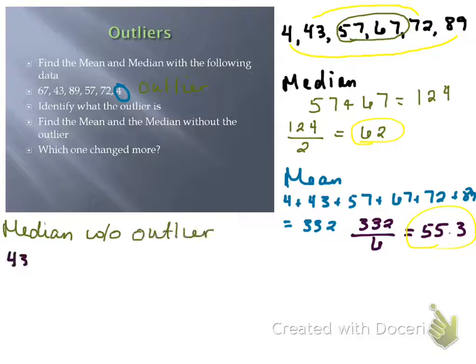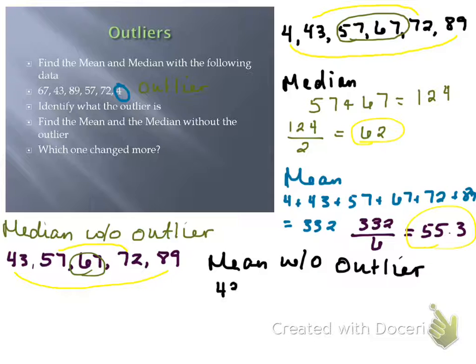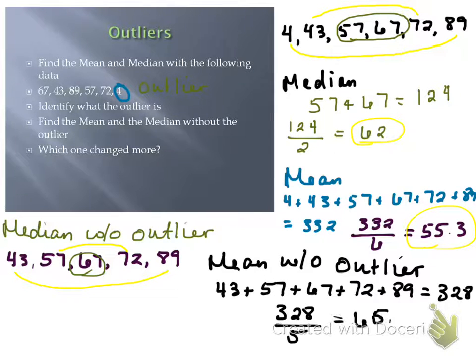So now the median without the outlier, put them in order again. You have 43, 57, 67, 72, and 89. The middle number this time is 67. You don't have to add 2 together and divide since it's an odd number. And then our mean without the outlier, add them all up, and you get 328 divided by 5 this time because you took out that outlier number, so now you only have 5 numbers, and you get 65.5.